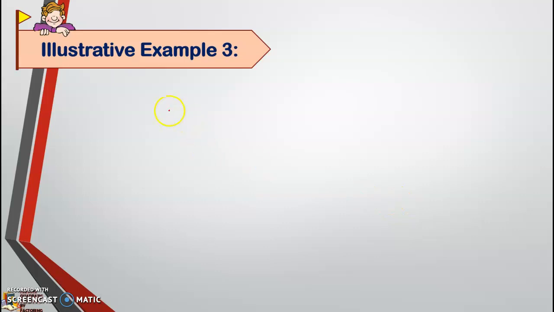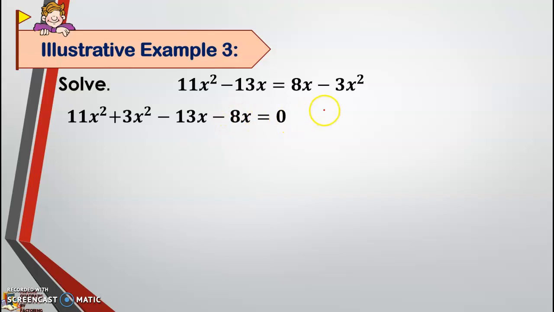Okay, next example, number 3. Solve 11x squared minus 13x equal to 8x minus 3x squared. So this is what I've told you earlier. You first set it into standard form. This one is not yet in standard form, so we have to make it so. Our goal is to put everything on one side of the equation. So here we add something so that this side becomes 0. So what happened to negative 3x squared? It becomes positive 3x squared, and then 8x becomes negative.